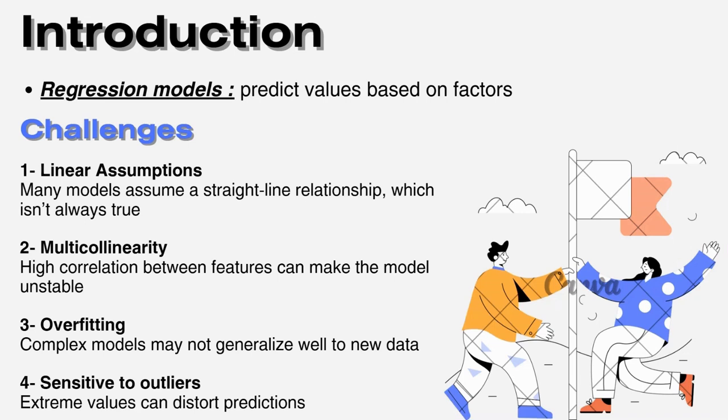Linear assumptions: the model may assume a straight line relationship, which isn't always true. Multicollinearity: highly correlated features can make the model unstable. Overfitting: complex models may not generalize well to new data. And sensitivity to outliers: extreme values can distort predictions.